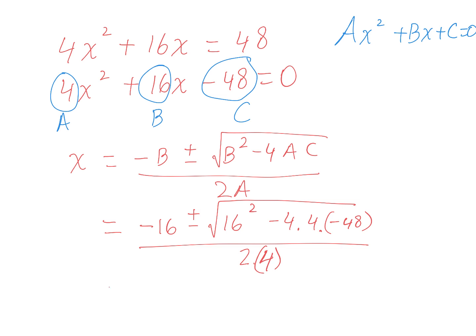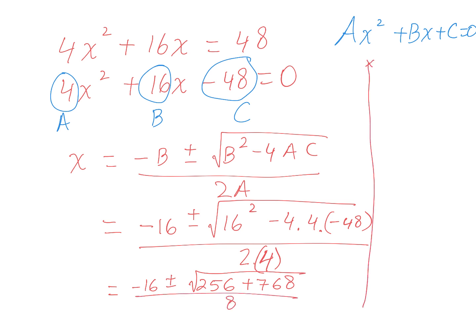Okay, then we'll plug in everything. Negative 16 plus or minus the square root of 16 squared, which is 256, minus 4 times negative 48. 4 times 48 is 192. Let me see what that is really quick. That's 256 times 3, I'm presuming. Okay, let's see. 16 times 48 is 768. And it should be positive. And we're going to take the square root, divided by 8.